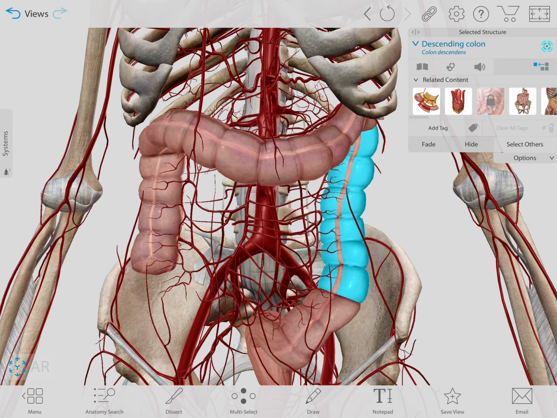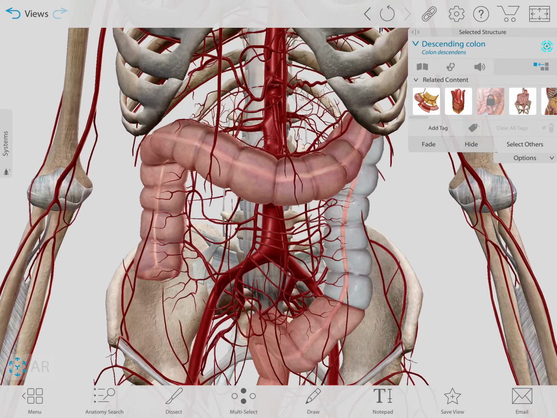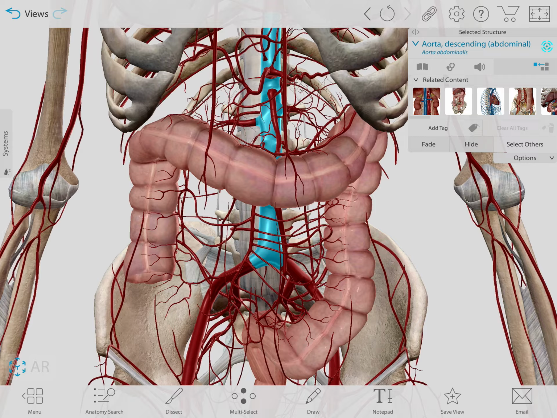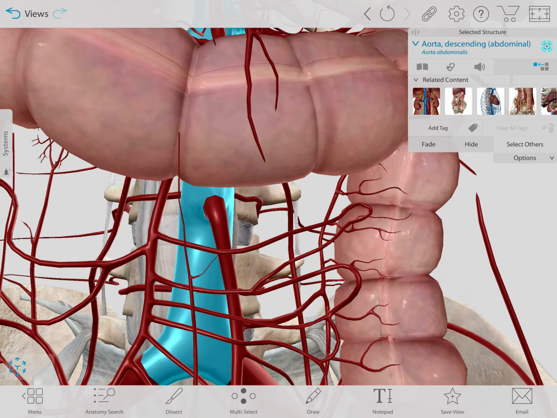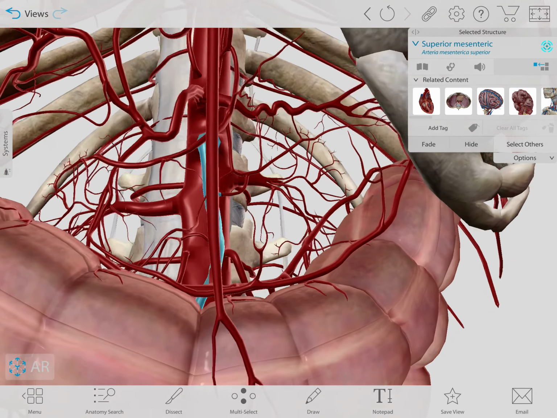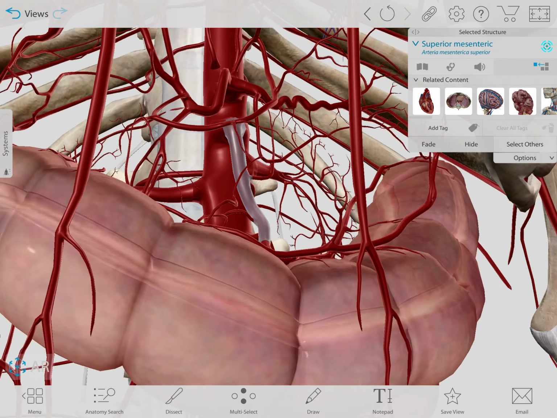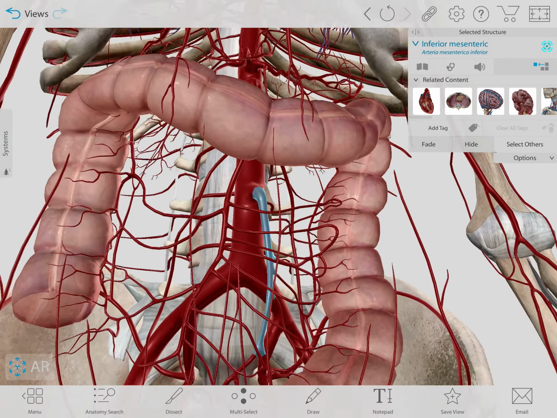And the descending colon is part of a group of structures called the hindgut. And so the hindgut is supplied oxygenated blood by the inferior mesenteric artery. So if we know that, we can follow our abdominal aorta down until we get to our inferior mesenteric artery. We know that this is our celiac trunk here. This is our superior mesenteric. And so in order to find your inferior mesenteric, just look right beneath that, and if we look right under here, we can see our inferior mesenteric artery here.